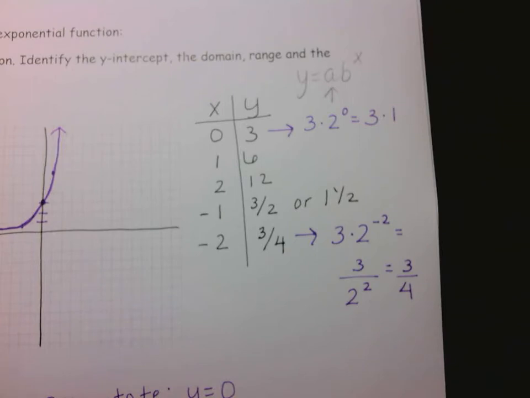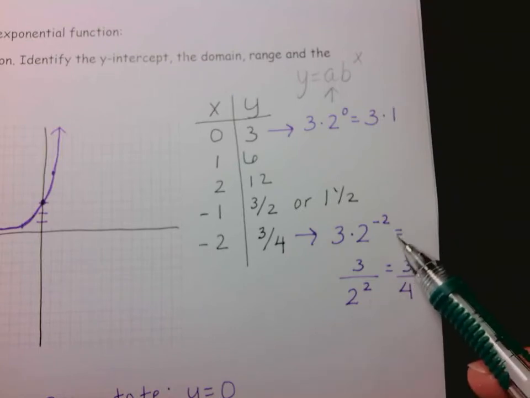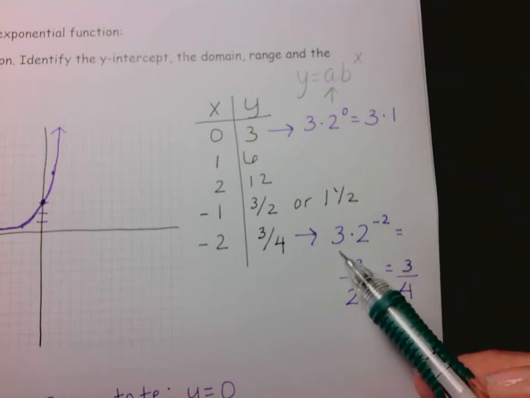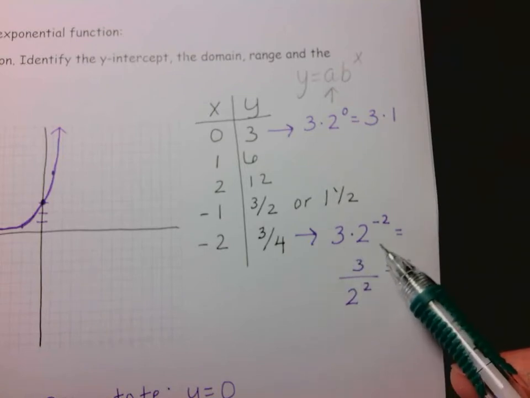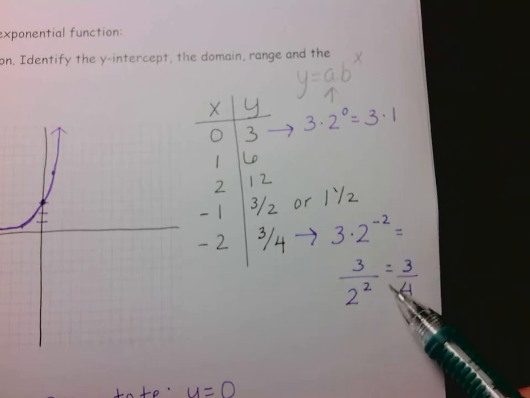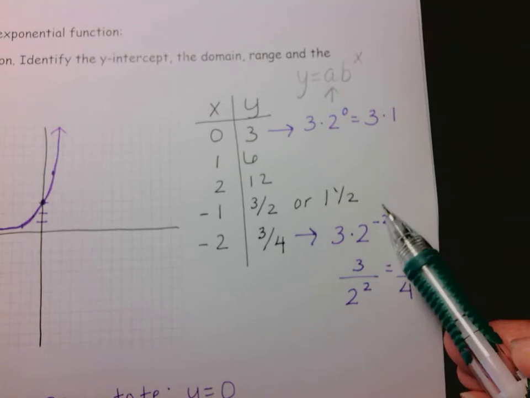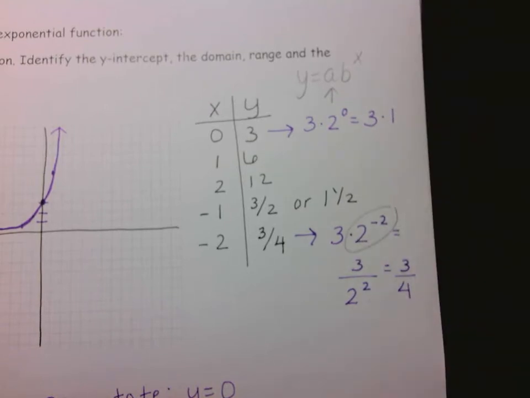And pause the video and make sure that you understand how I'm doing this and where I'm getting these numbers from. I worked out this one for you so you can see what I did. When x is negative 2, y is 3 over 4 because 3 times 2 raised to the negative second power is the same thing as saying 3 over 2 squared, or 3 over 4. Because remember, in order of operations, you take care of the exponents first.